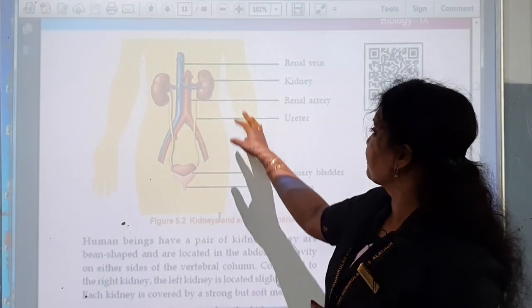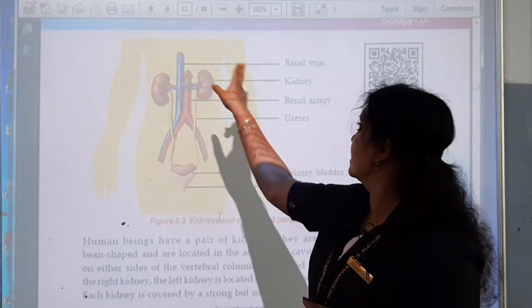Actually, these impurities are seen in the blood. So kidneys filter all these impurities or harmful substances from the blood and expel them through urine. Let us study the structure of kidneys and associated parts. After that we will study the structure of kidneys in a detailed manner. Here you can see the kidneys and their associated parts.